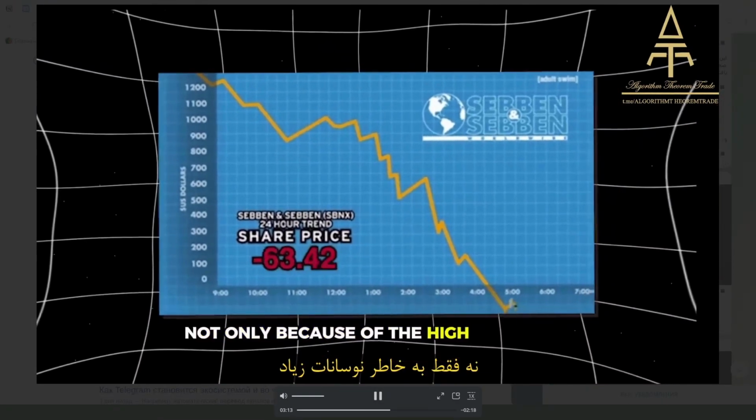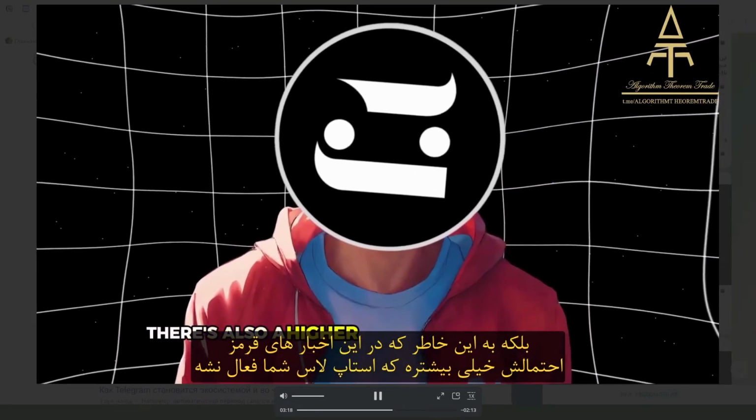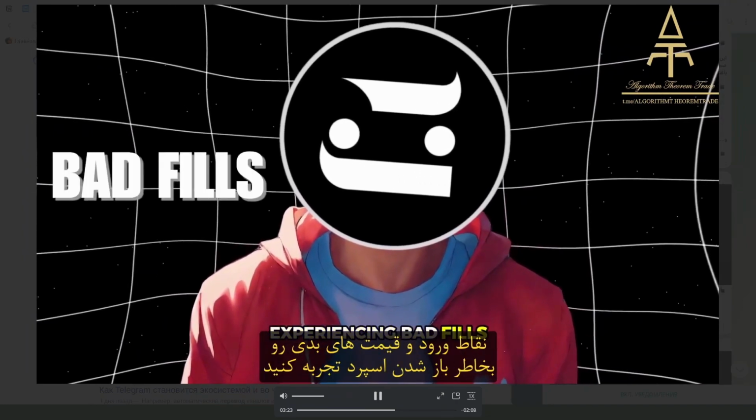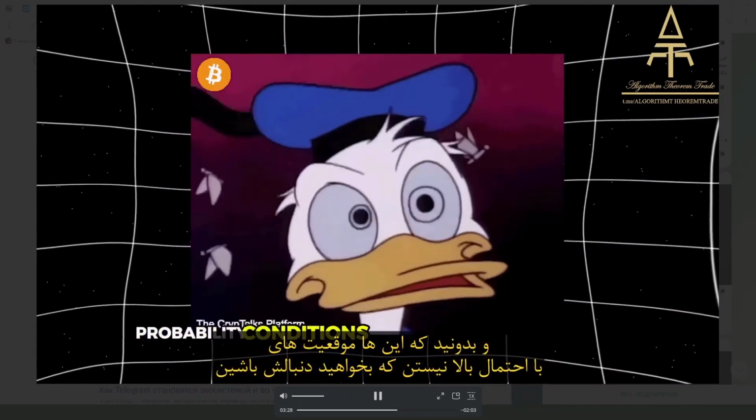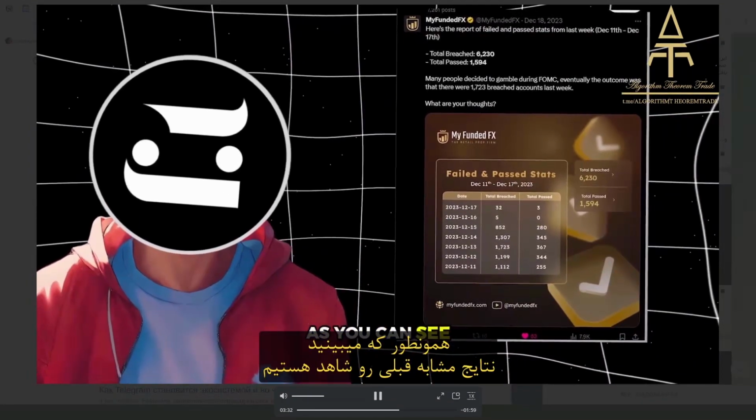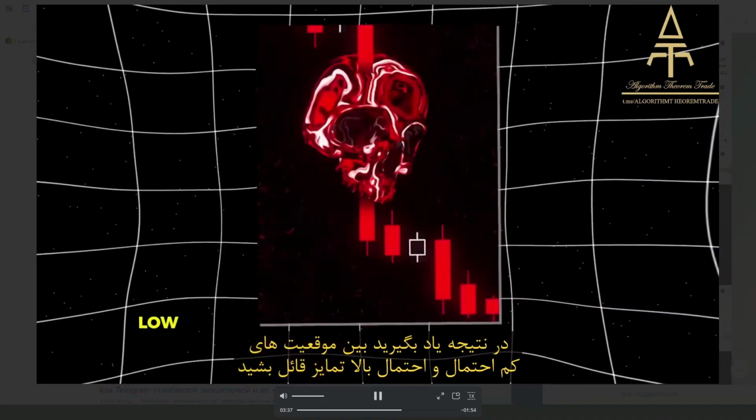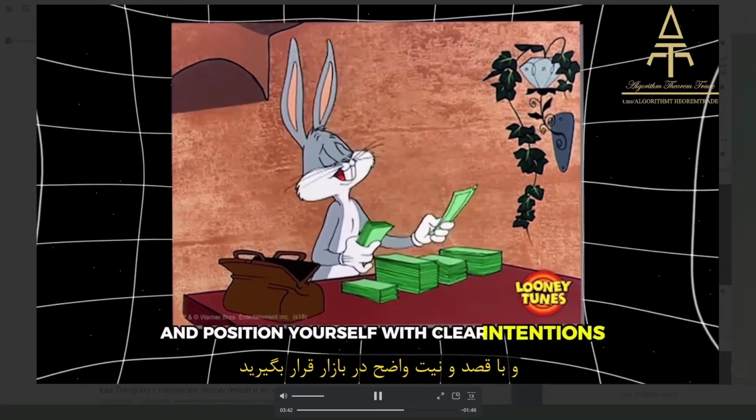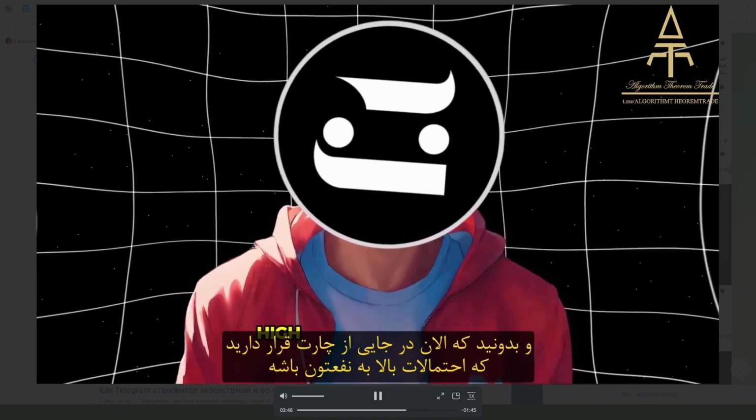Not only because of the high volatility, but also because while trading these high impact red folder news, there's also a higher chance of your stop loss not being respected, experiencing bad fills, bad quotes, and widening of spreads. And let me tell you, these are not high probability conditions that you want to trade in. The second one is from MyFundedFX. As you can see, similar results to the first statistics. In conclusion, learn to differentiate low probability conditions and high probability conditions, and position yourself with clear intentions, knowing that what you are doing on the chart right now is in fact high probability trading.